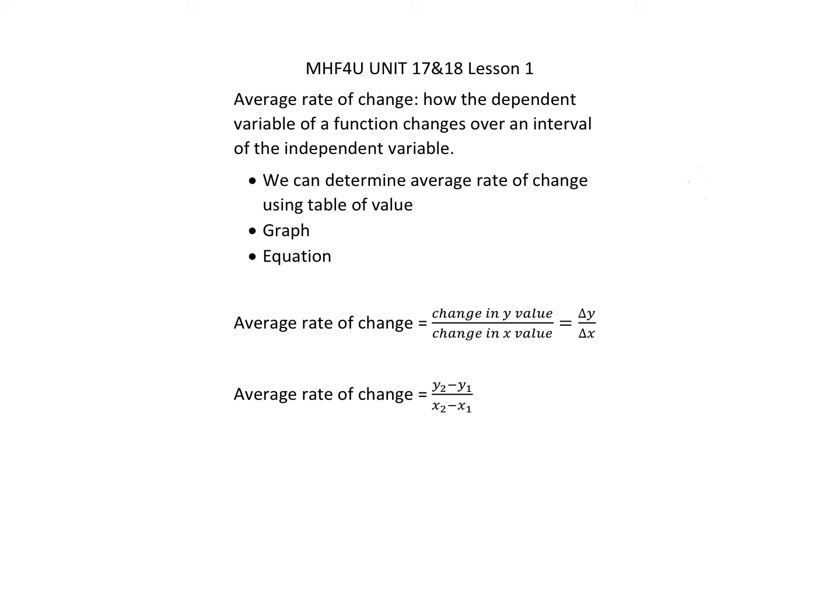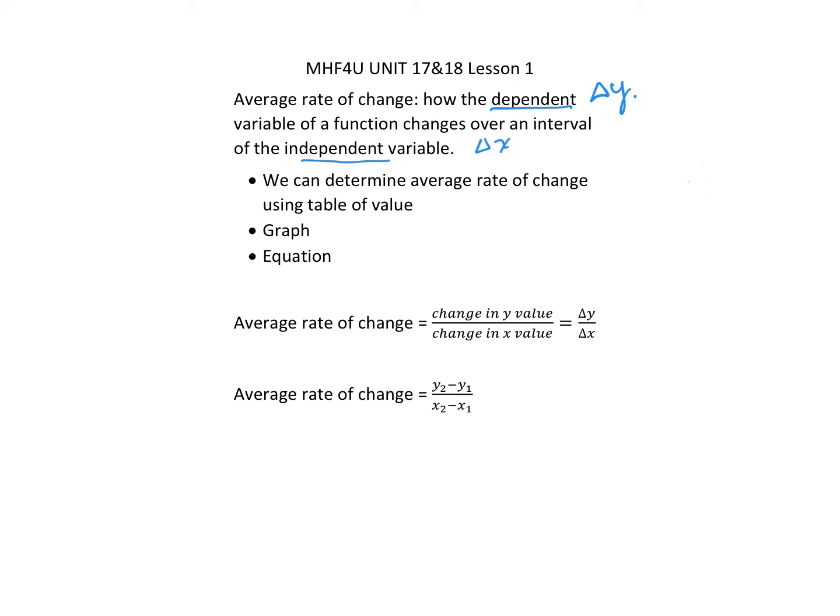In Unit 1718, we are going to be looking at rates of change. So you may remember rates of change. We started looking at it in grade 9. We called it slope, but rate of change is how the dependent variable of a function, the dependent variable being y, changes over an interval of the independent. So the dependent being y and the independent being x.